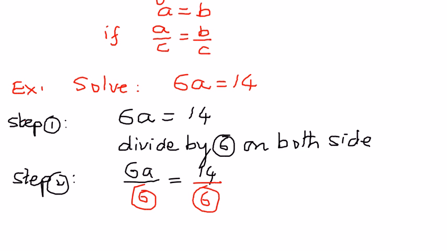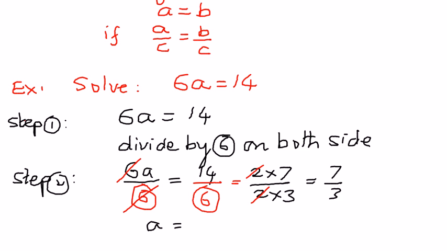So when we divide by 6 on both sides, the 6 in the numerator and 6 in the denominator on the left hand side cancel out, leaving us with a is equal to, and then we can simplify the right hand side. 14 and 6 are both multiples of 2, so we can simplify this some more, as 2 times 7 is 14 and 2 times 3 is 6. So as long as we have similar terms in the numerator and denominator, we can cancel them out, leaving us with 7 over 3. The value of a is equal to 7 over 3.